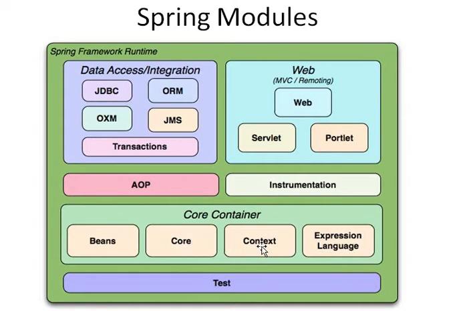Context module supports internationalization, which is I18N, EJB, JMS and basic remoting. Expression language is nothing but an extension to the same defined in JSPs. It provides support for setting and getting property values, method invocations, accessing named variables, etc.